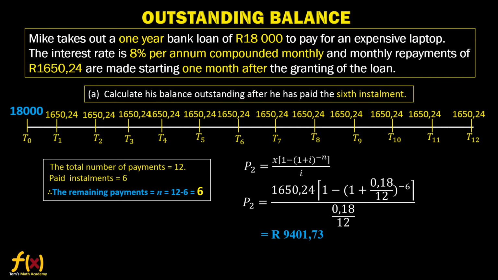Then use the calculator very carefully. You must be very careful. You practice so many questions on the calculator, so you will be faster. The answer is 9,401.73. That is the outstanding balance.